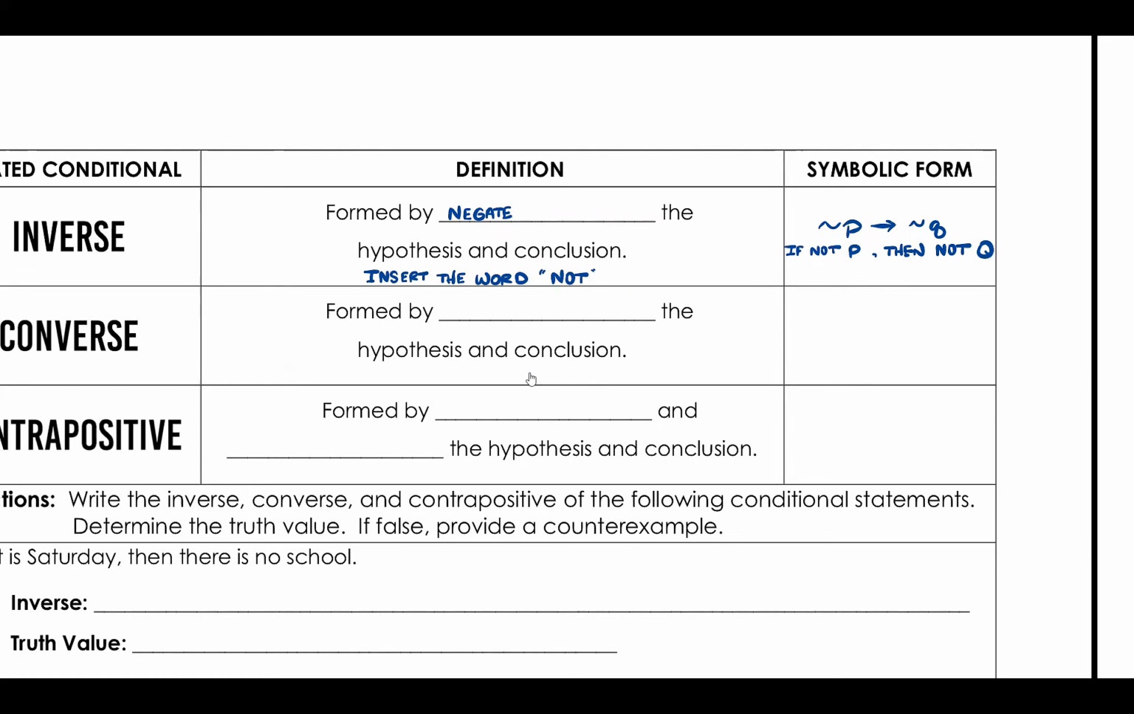Our converse, again, this all goes back to our conditional statement. We're going to switch our hypothesis and conclusion. So now it's going to go Q implies P. So now our thing reads, if Q, then P. The squiggly line is the negation, yep.